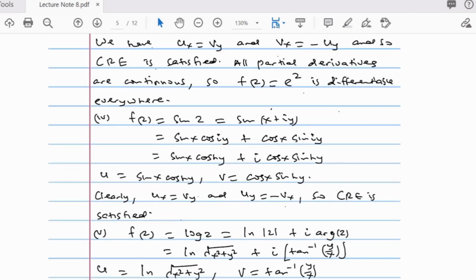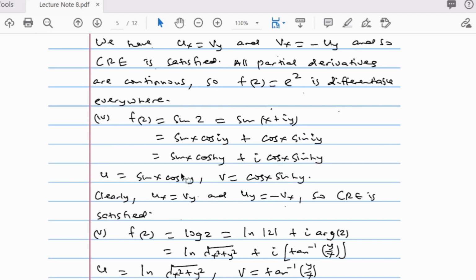Okay, so let me give you another example. Our f of z is sin z. You know that z is x plus iy. Use the formula for sin of a plus b. So sin of x plus iy will give you sin x cos iy plus cos x sin iy. cos iy is cosh y, and sin iy is i sinh y. So that means your u is sin x cosh y, and your v is cos x sinh y.